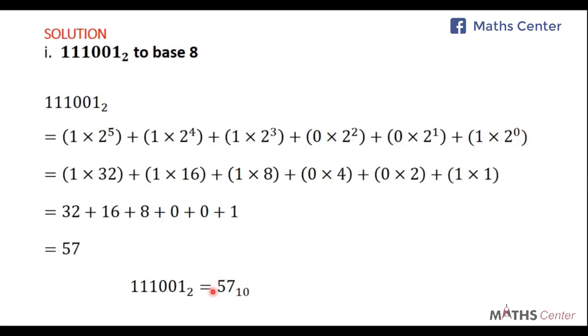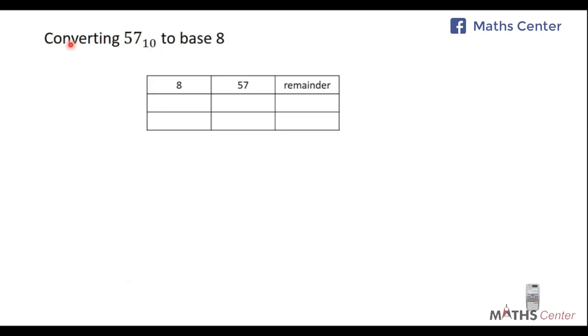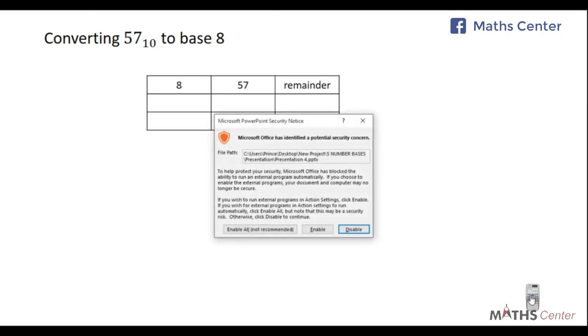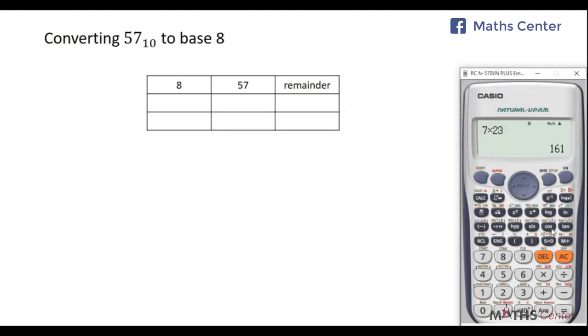So we have now converted this to base 10, but the question is telling us to convert it to base 8. So this time we convert this answer here, 57, from base 10 to base 8. So we convert 57 base 10 to base 8. You know that if you are converting this to base 8, you draw your table like this, your 3-column table here. Then, you divide 57 by 8. So 57 divided by 8.